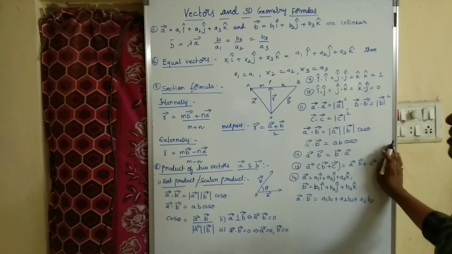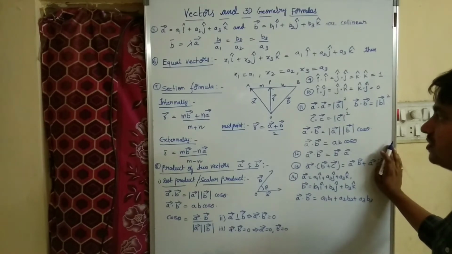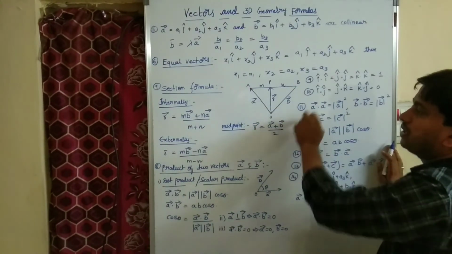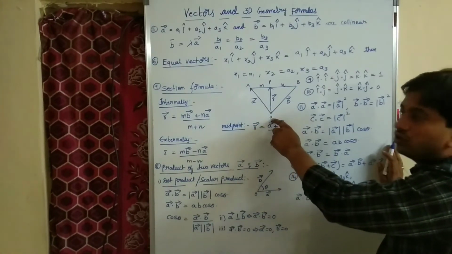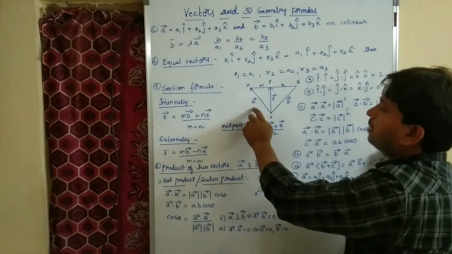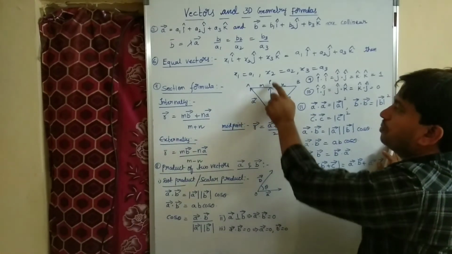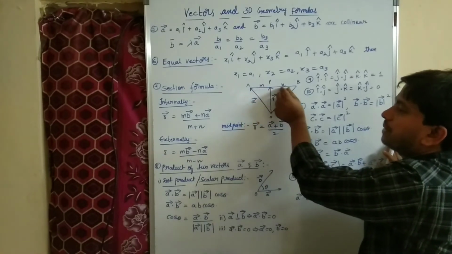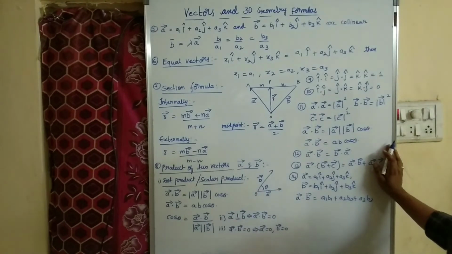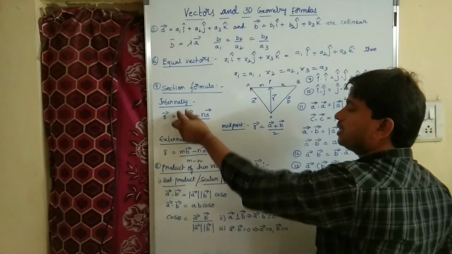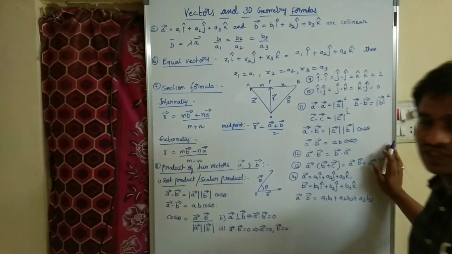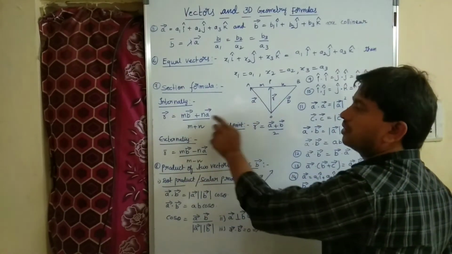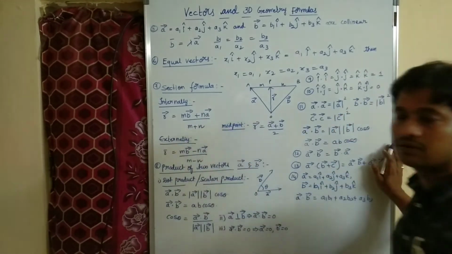Now coming to the section formula. This is position vector a and position vector b with respect to the origin o. So oa is a bar, ob is b bar, and op is the position vector r bar, which is dividing in the ratio m:n. So we have two formulas, one is internally and the other one is externally. So internally, r bar equal to m b bar plus n a bar by m plus n.